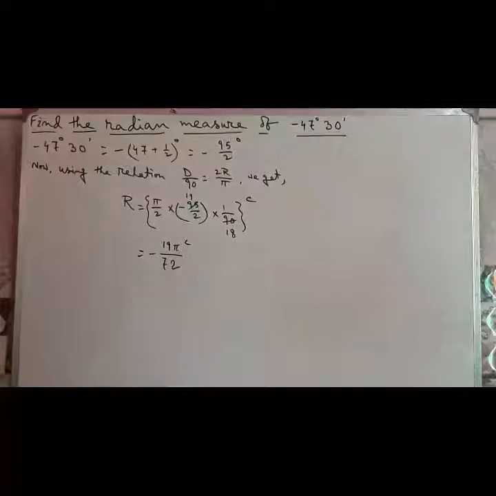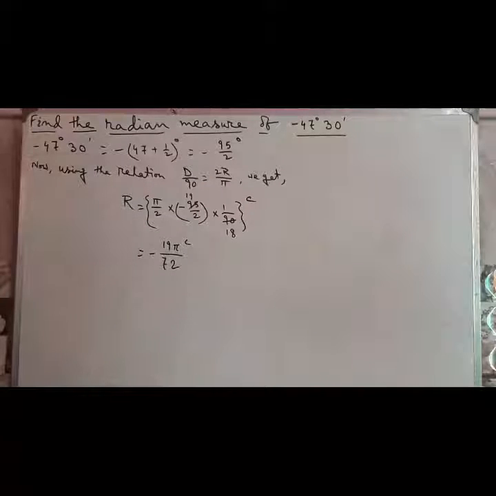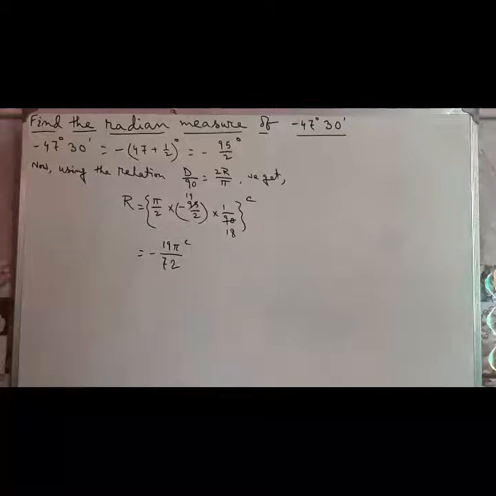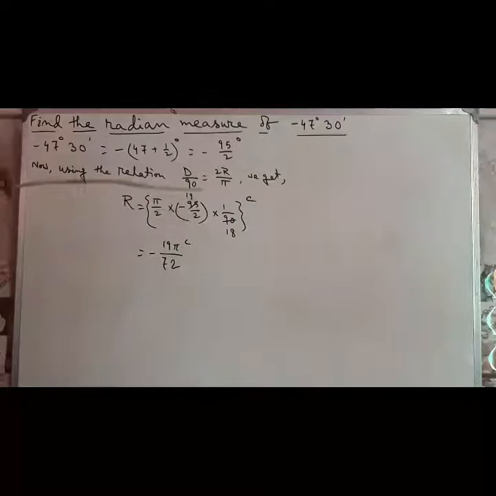Now we have to convert an angle given in degree into radian. What is given? Minus 47 degree 30 minute is given. At first, what did we do? We converted this angle into degree, which will be equal to minus 95 by 2 degree, as we know 30 minute means half degree. Now using the relation we already learned, that is d by 90 is equal to 2r by pi, what is the value of d given? That is 95 by 2. Putting the value of d, that is 95 by 2, we will get the value of r, that is the corresponding radian measurement.